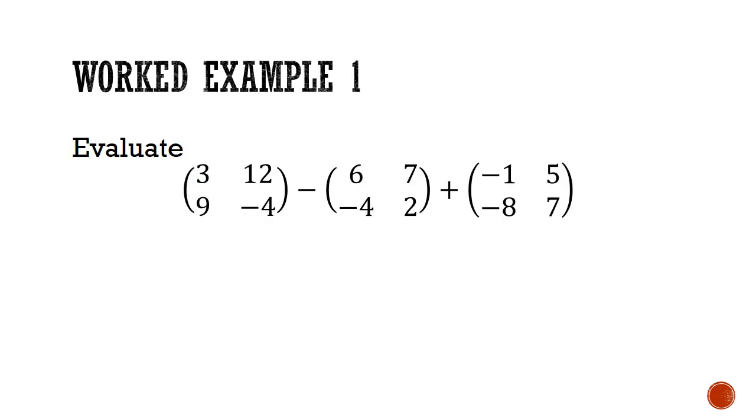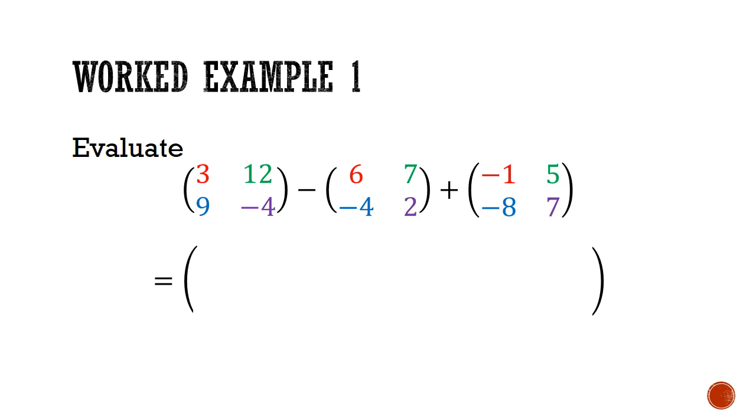Let's move on to a worked example. How do we evaluate the addition and subtraction of these 3 2 by 2 matrices? To make this easier to follow, I've colored the numbers in the first row, first column as red. The first row, second column are colored green. The second row, first column is colored blue. And the second row, second column is colored purple.